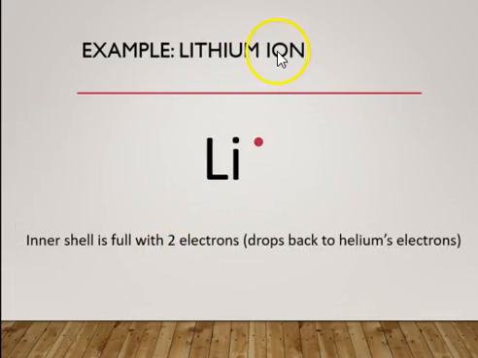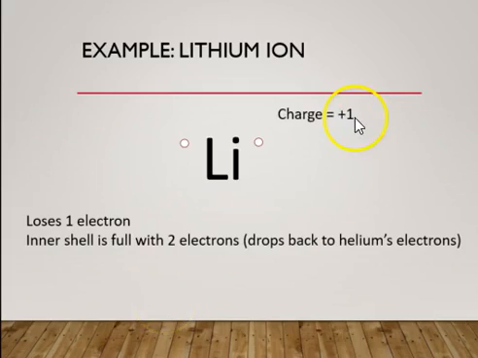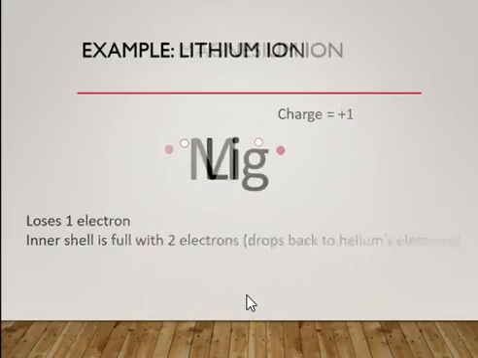How about a lithium ion? What happens to lithium? Find lithium on the periodic table. Lithium is going to lose an electron. When it loses 1 electron, its closest noble gas is helium. So it's going to drop back to helium and have 2 ghost electrons at east and west. It's got a charge of +1 because it lost its 1 electron.